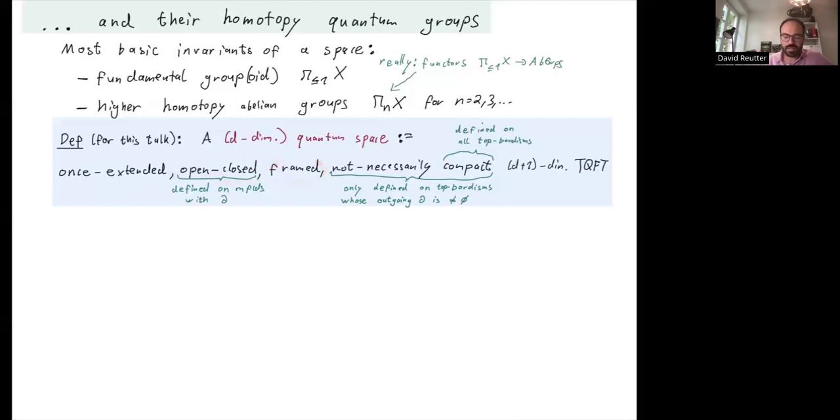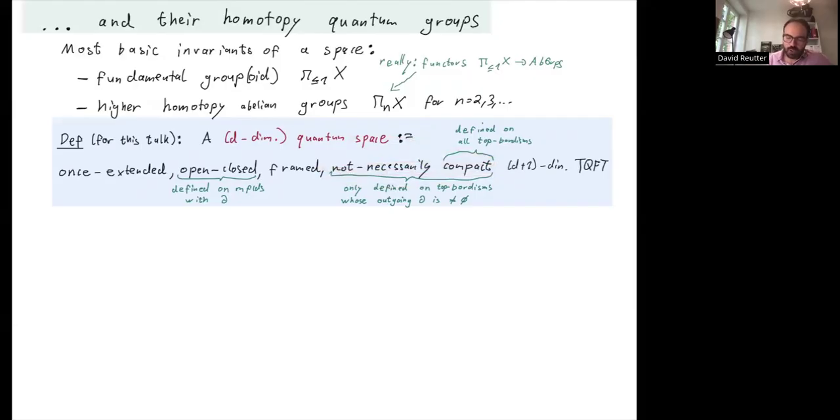Then it's framed. You can give it an orientation and things you like, but for this talk, every manifold will have a framing, so a trivialization of its tangent bundle. And then this is a bit subtle. What this compact means is that, if you just take the standard definition of TFT, you probably wouldn't care about this at all and just be happy with what I've written up to here.